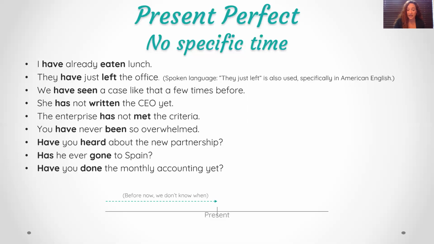Have you ever gone to Spain? Same logic. Have you done the monthly accounting yet? You see that yet could also be used in a question. Yet is used in a negative, not yet, or in a question. And if you look at the graphic here, present perfect, same thing. That was done before now, no matter the time. So before now. All right.